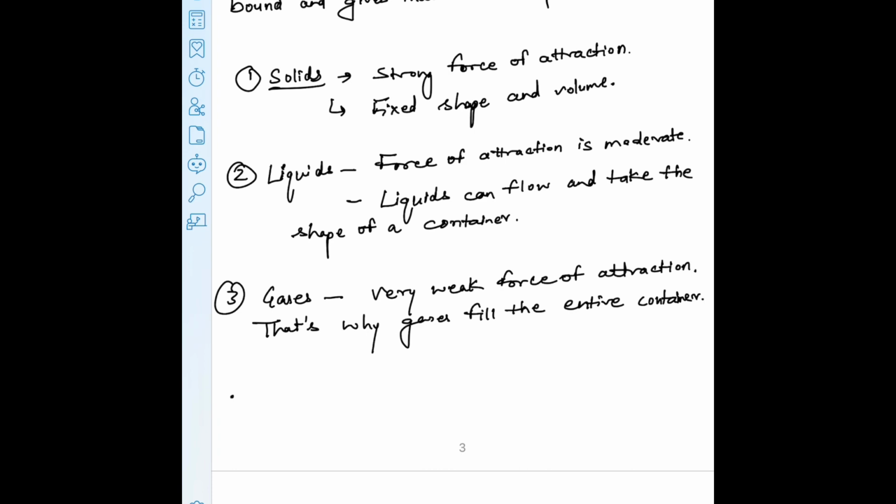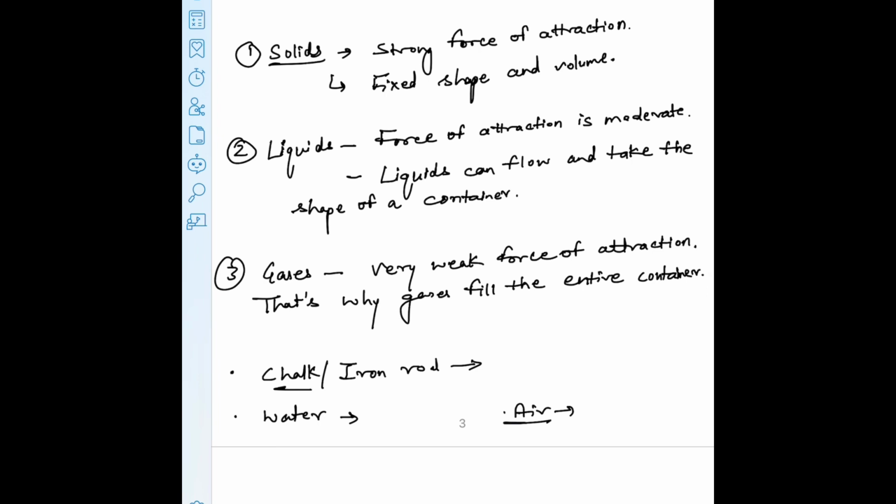Let's take some examples of solids, liquids and gases. We know chalk or an iron rod is a solid form of matter. It is hard to break a chalk or iron rod because the particles are tightly bound. Now water is a liquid form and we can move our hand through it, showing moderate attraction. Air is a gaseous form. It is easily compressed because particles have very weak attraction. So the difference in attraction explains why matter exists in three states: solid, liquid and gas.